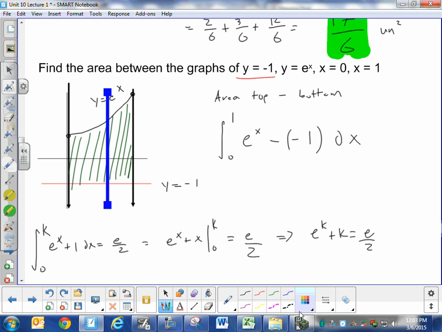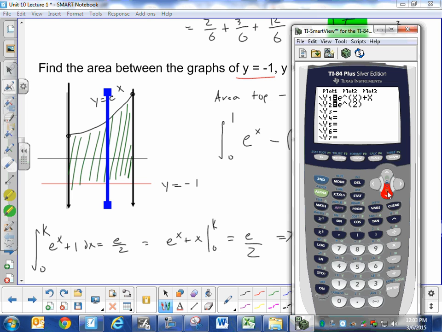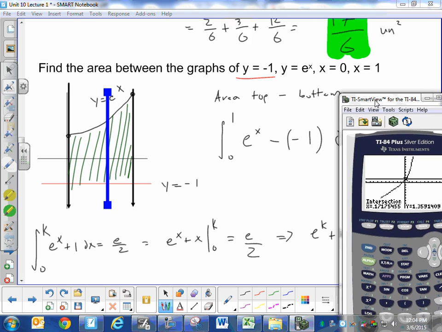So let's look and change that. E over 2. Intersection should be between 0 and 1. There we go. Second calc, intersect, enter. I don't like that answer either. What happened?